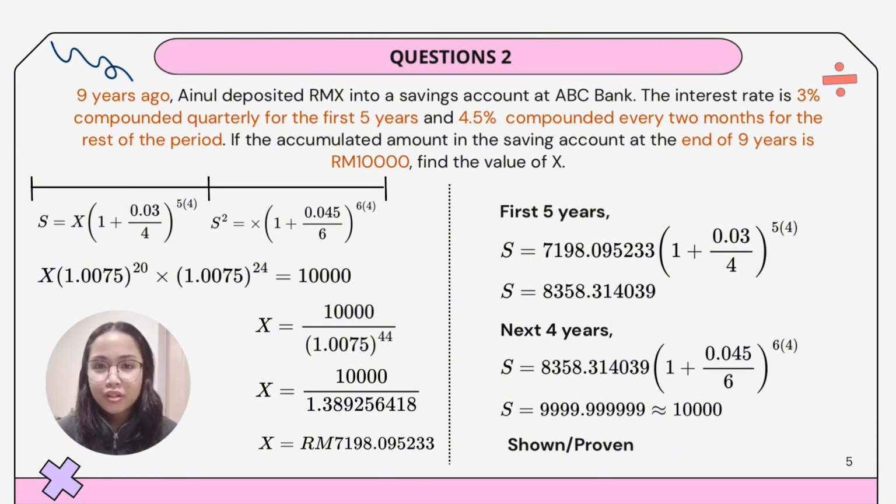Just by doing the calculation, X equals 10,000 over 1.389 to 56418. So the value of X is RM7,198.10. On the right side of this slide, you can see the proven and shown method that the accumulated amount in the savings account at the end of 9 years is really 10,000.